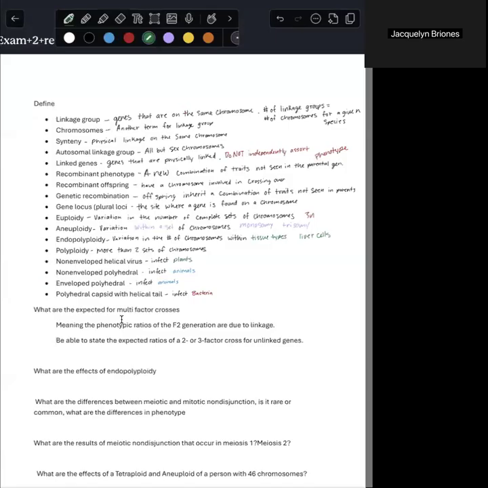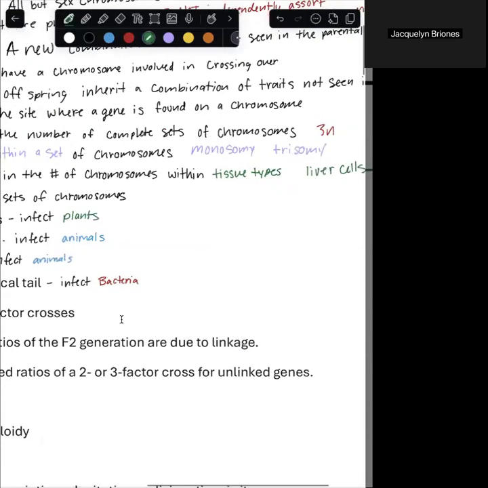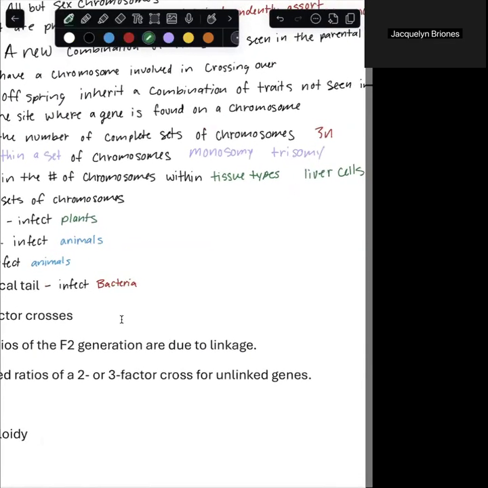Non-enveloped helical viruses affect plants. Non-enveloped polyhedral viruses infect animals. Enveloped polyhedral viruses affect animals, and then a polyhedral capsid with a helical tail infects bacteria. So that's like the scary guy. I can't draw, but you get what I'm trying to say. That guy.